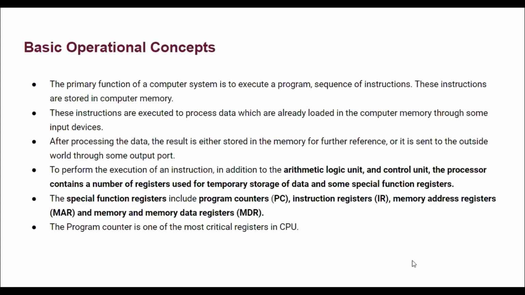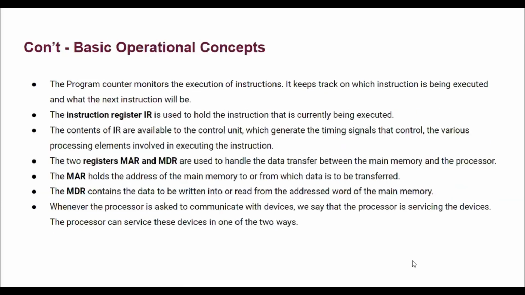The special function registers include the program counter, the instruction register, the memory address register, and the memory data register. The program counter is one of the most critical registers in the central processing unit. The program counter monitors the execution of the instructions. It keeps track of which instruction is being executed and what the next instruction will be.